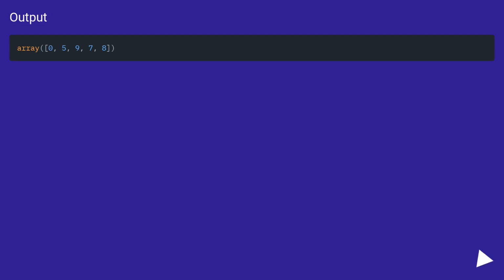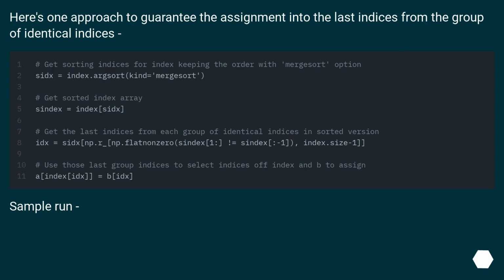Output. Here's one approach to guarantee the assignment into the last indices from the group of identical indices. Sample run.